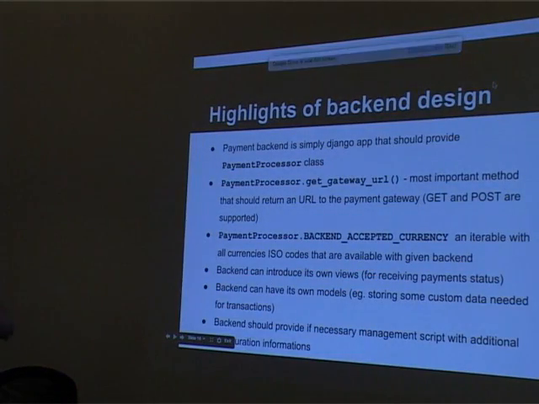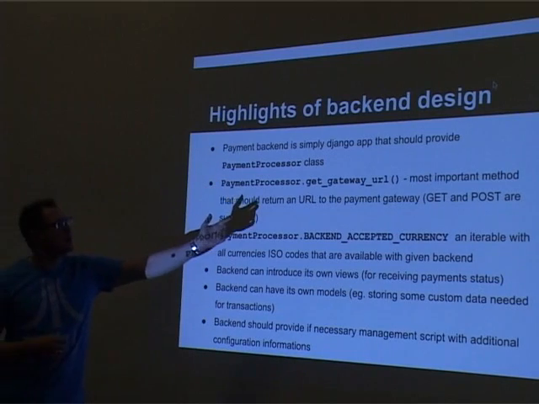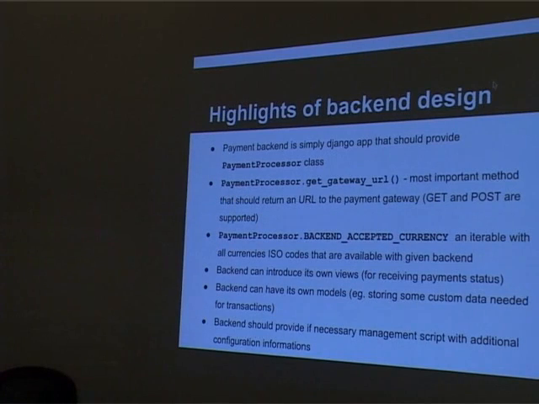Okay, so just to give you an idea how the GetPaid backend is designed, I would like to show you this slide. Payment backends are Django apps, as I said, and they should have an importable payment processor class, which I put, as you've seen, in the init file of the model. And this payment processor class should provide get-gateway URL, which is the method that will redirect you by the get or post method to the third-party payment backend. And also what I showed you is backend accepted currency, which is the list of all currencies.